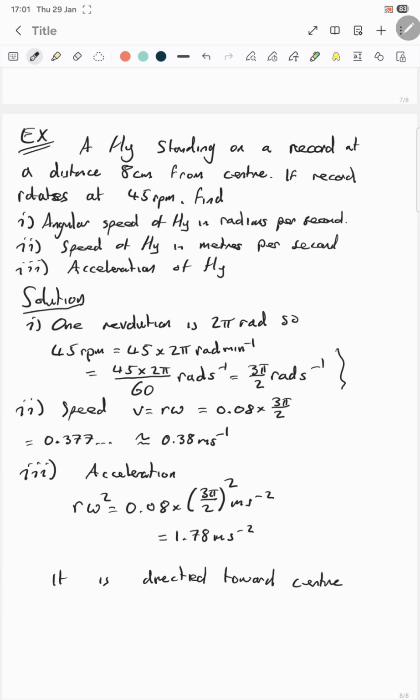Now the speed, we're simply plugging in values for all of these, which is v equals r omega. So we get 0.38 meters per second. The acceleration is r omega squared. So again, we're plugging in these values and we get this value of 1.78 meters per second squared. And it is again directed towards the centre.